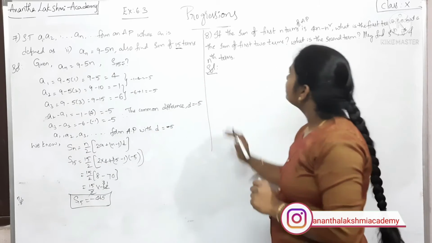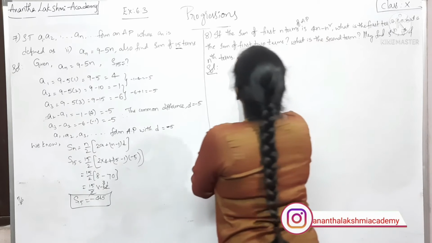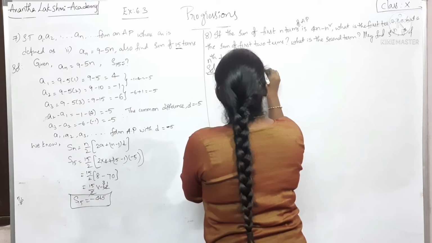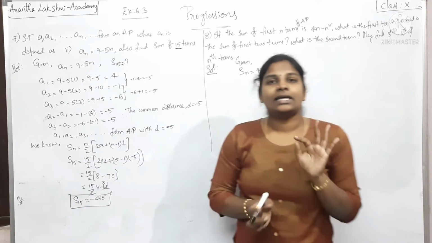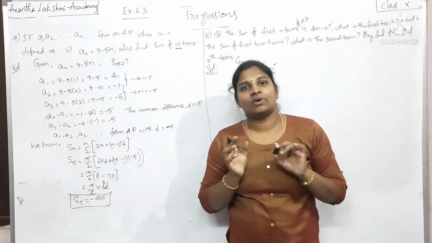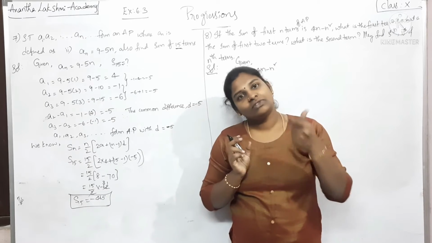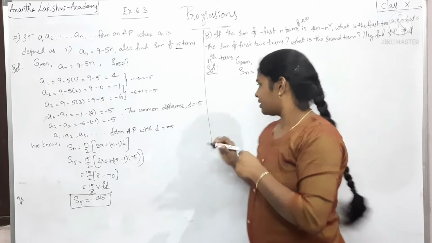What is given here? The sum of the first n terms of an AP is given: Sn is equal to 4n minus n square. Even before that, we were discussing sum of n terms and all, right? So what would be the sum of the first term? It is nothing but the first term itself, isn't it?